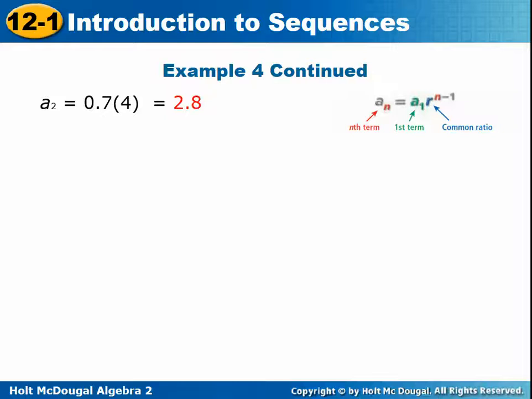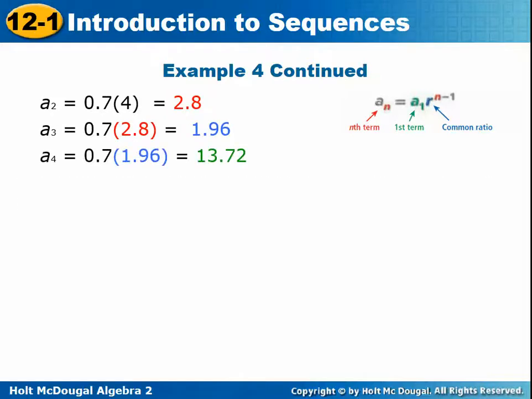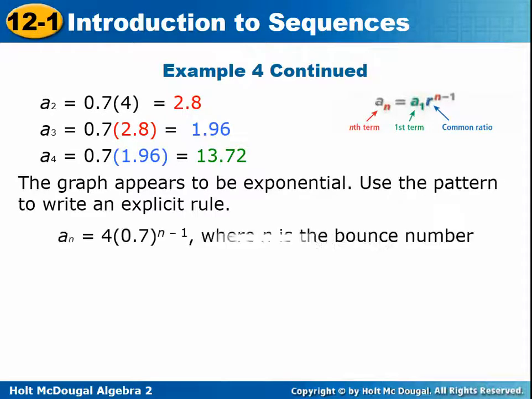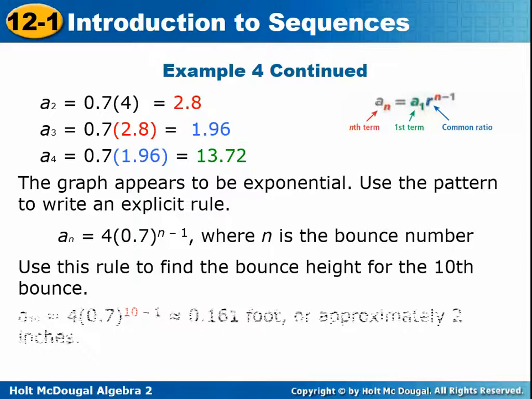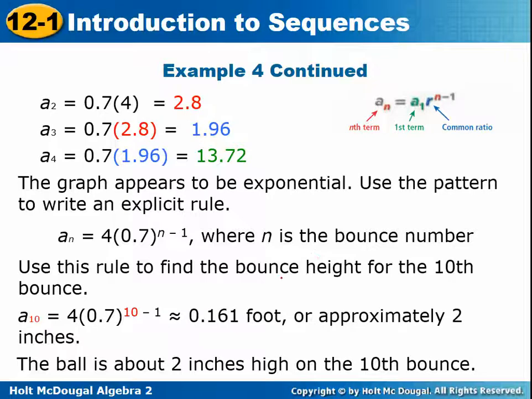And then, was there another part we were supposed to do? I think we were supposed to answer after 10 bounces. So to find out where it'd be after 10 bounces, you take your formula, your explicit rule, and you replace n with 10. So now it's 9. So then you would take 0.7 to the 9th power.